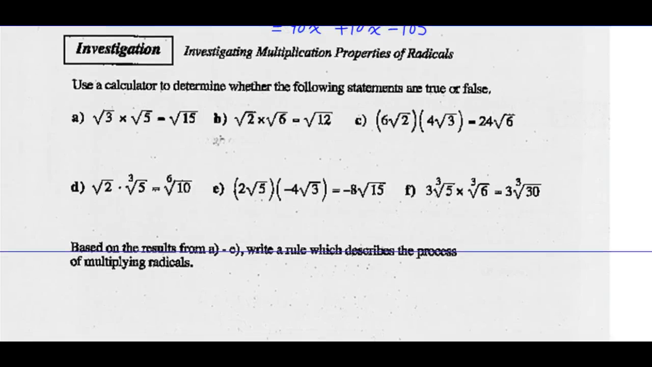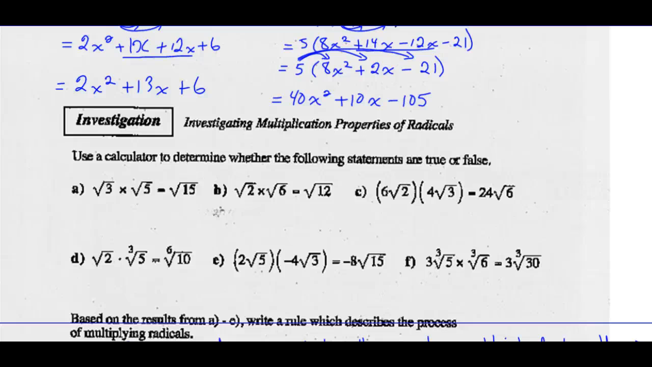Let's investigate multiplication properties of radicals. Use a calculator to determine whether the following statements are true or false. So away you go. I want you to use your calculators and decide whether these are true or false. Pause this video, see what you come up with, and then restart it. So what we should have found out is that A is true, B is also true, C you should have found out is true, D was false, E was true, and F was true.